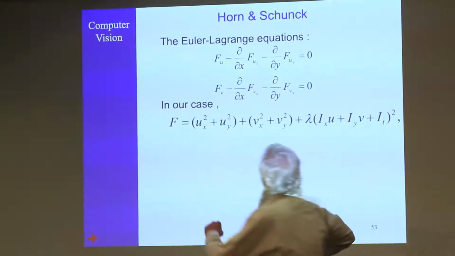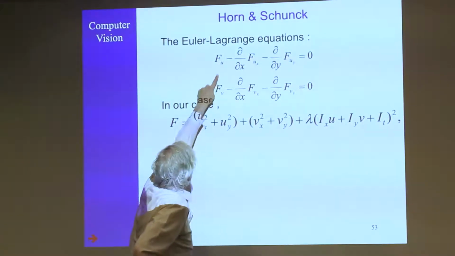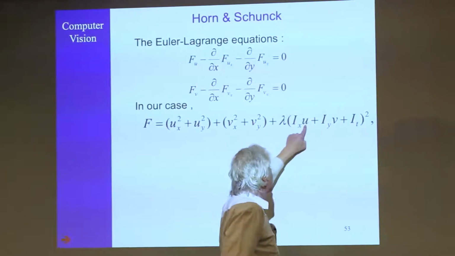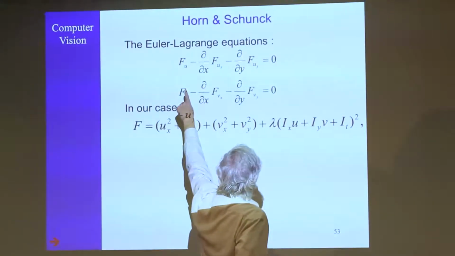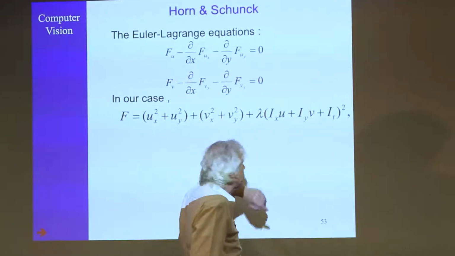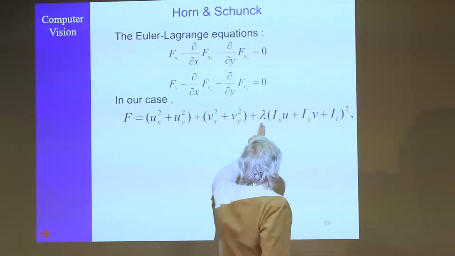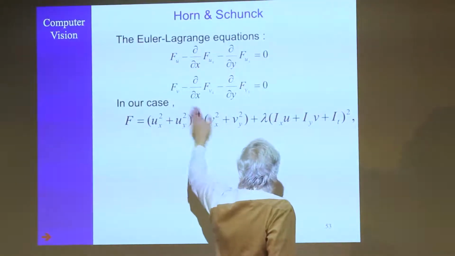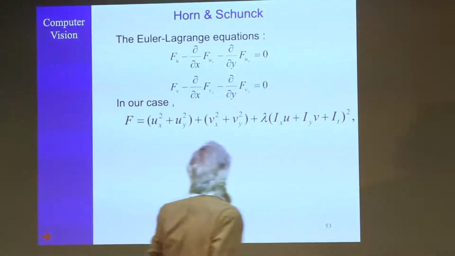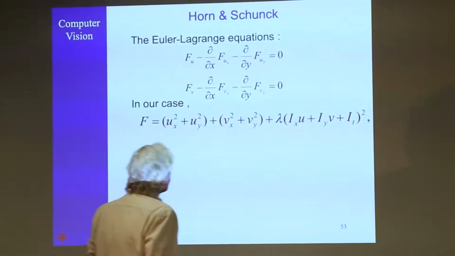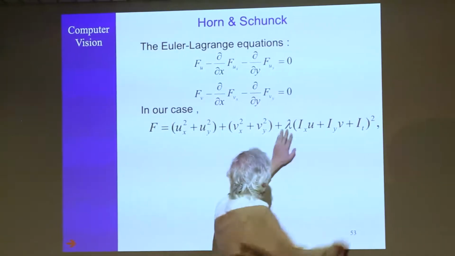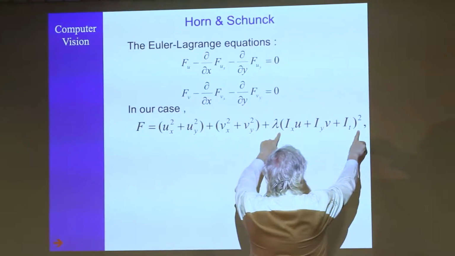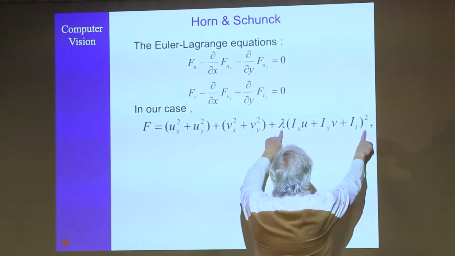For instance, we have the derivative of F with respect to u here. Where does u appear? Only here. Okay? So F derived with respect to u, partial derivatives, is 2 times lambda I_x, and then the rest of the equation. So we have twice this times I_x u and I_y v plus I_t, lambda times I_x.